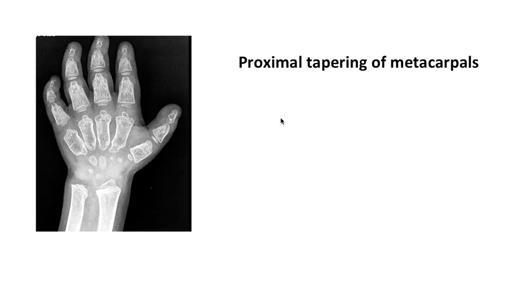Great. Let's have a look at another x-ray. You can pause the video here. So what is the abnormality? It is a slightly difficult x-ray, and the abnormality here is the proximal tapering of the metacarpal ends, and this is typically seen in mucopolysaccharidosis or MPS. So if you are shown a wrist x-ray, chances are that most likely it will be either Rickets or MPS.